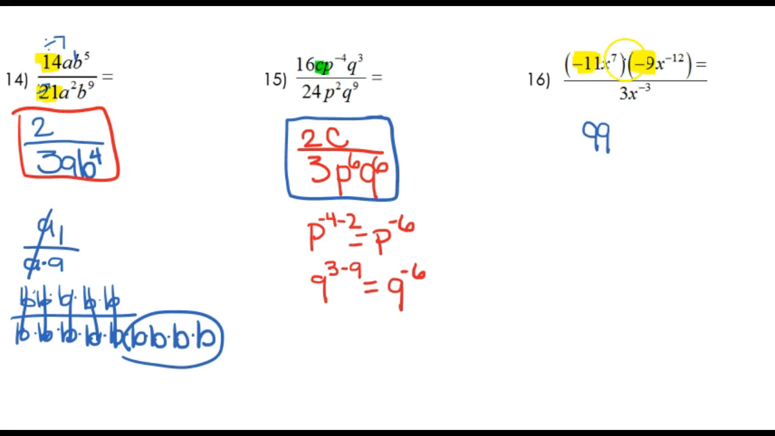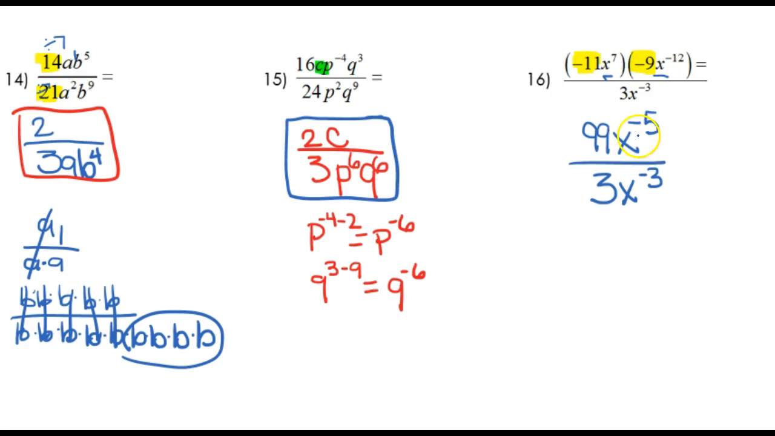We're going to add the exponents. The bases are the same, and we're multiplying. We're going to add 7 plus negative 12. That's going to give me x to the negative 5th power. And of course, this is all over, or divided by, 3x to the negative 3rd power.